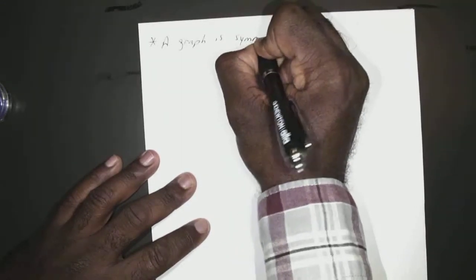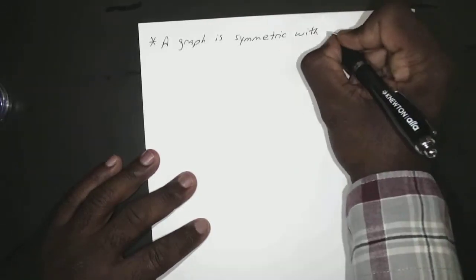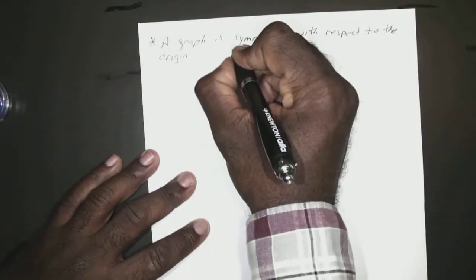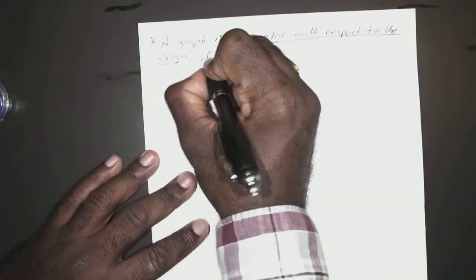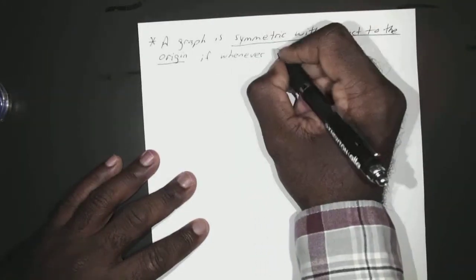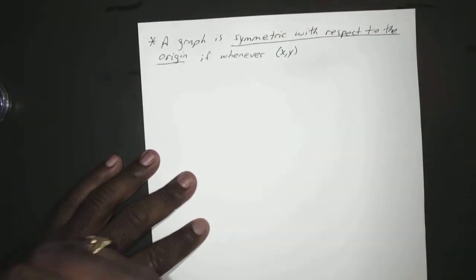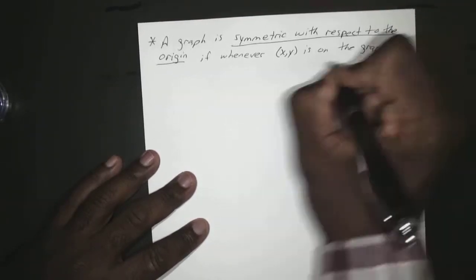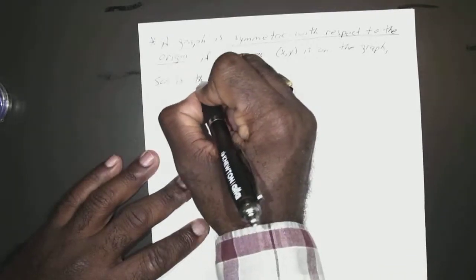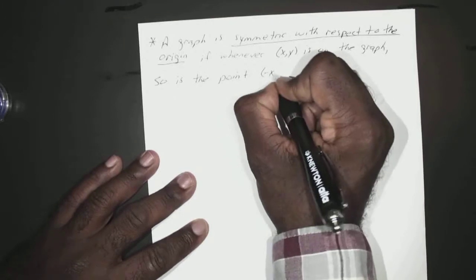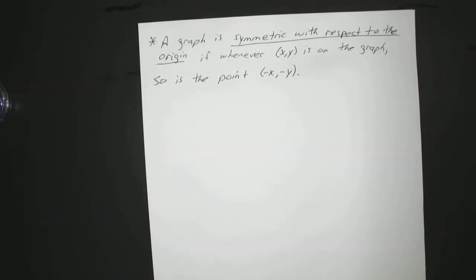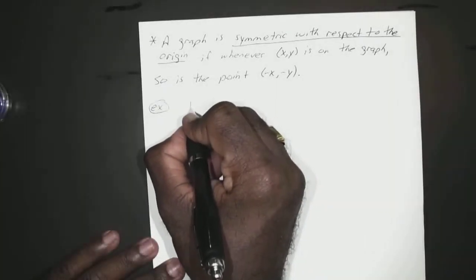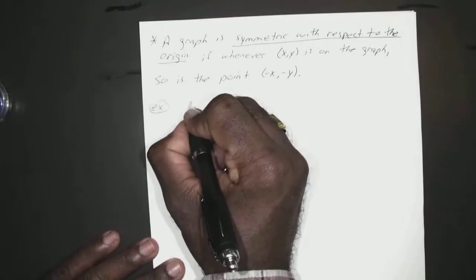A graph is symmetric with respect to the origin if whenever x comma y is on the graph, so is the point negative x, negative y. Okay, so if we were to draw up a graph of that, you have your x and you have your y.